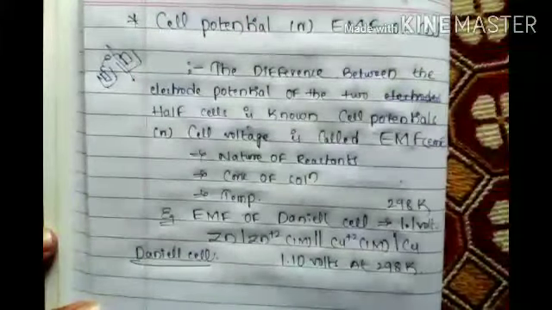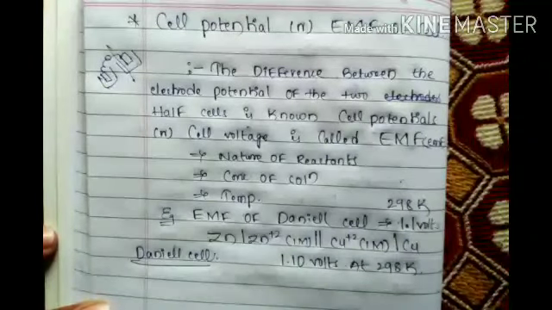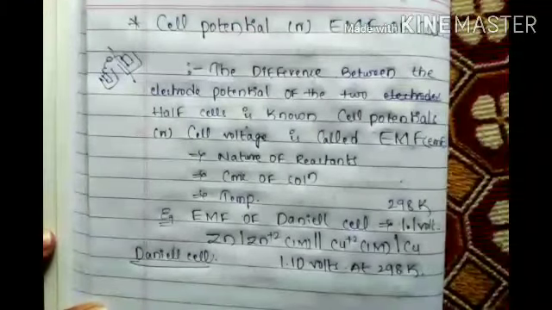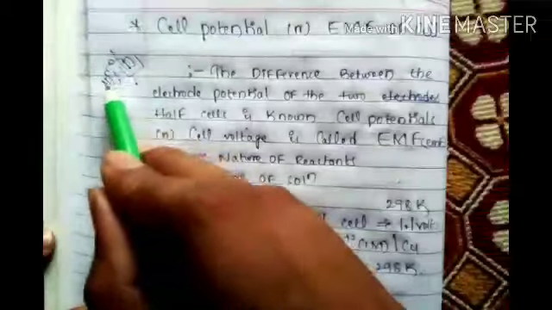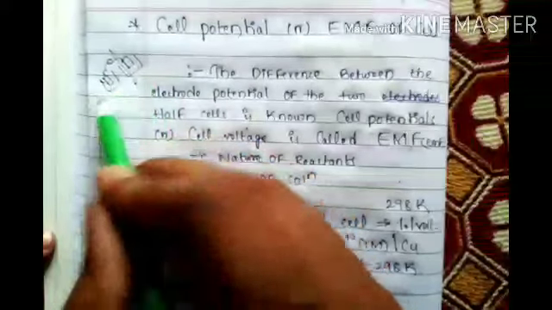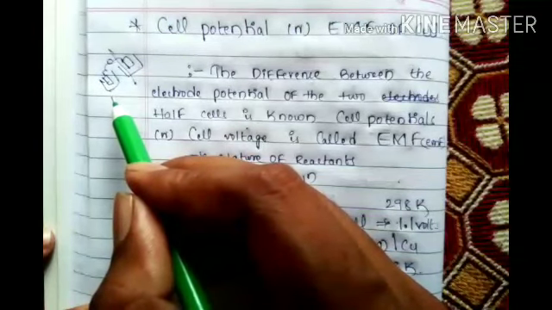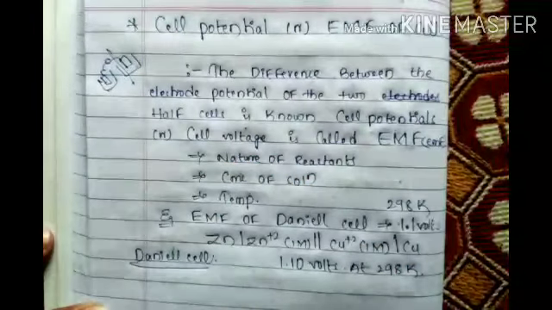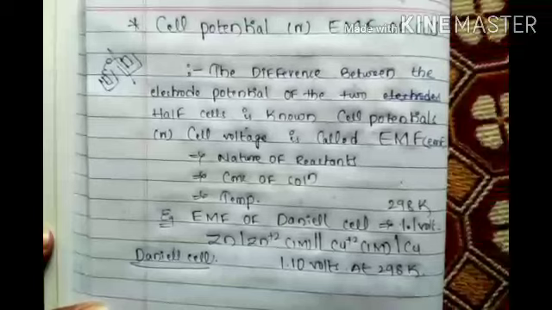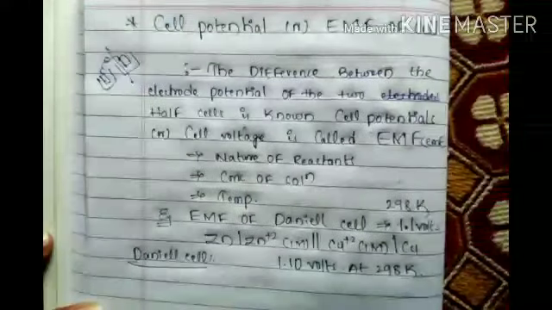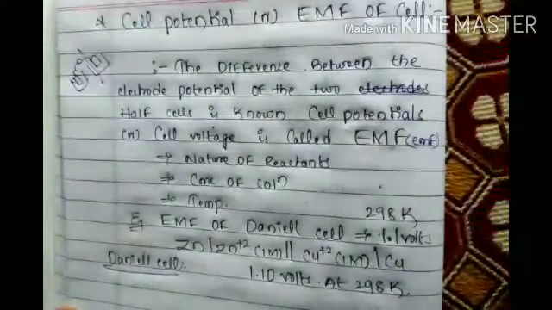A few differences are there between EMF and potential difference. See, actually each half cell concentration we take separately and we calculate the problem. We calculate the problem at what temperature, what concentration, what nature of reactant, everything will be done in the problems. Now this is about cell potential and EMF of a cell.